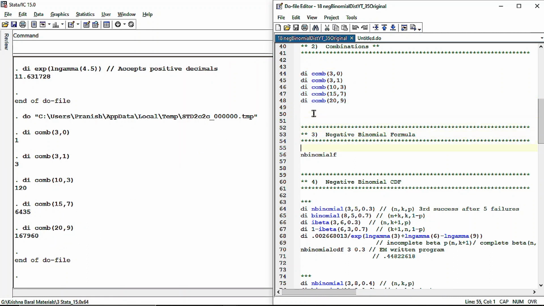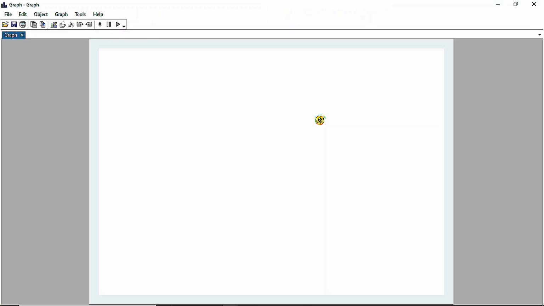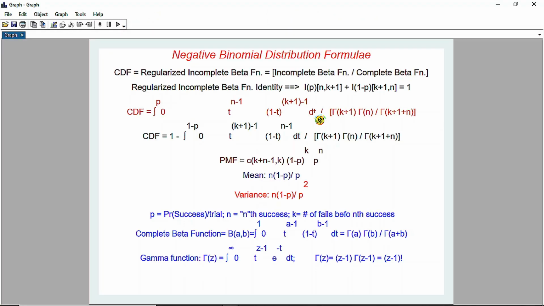Now let us look at some of the formulas of the negative binomial distribution, and we'll explain some of them, and we'll calculate the CDF and PMF associated with it. The mean is calculated by using this formula, where 1 minus p is the probability of failure, and p is the probability of success, and n is equal to the nth success.